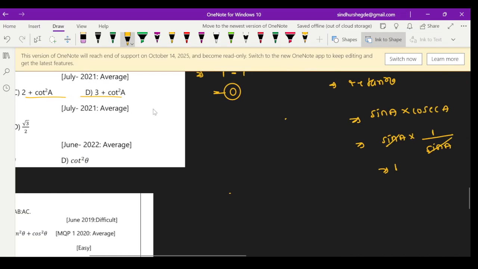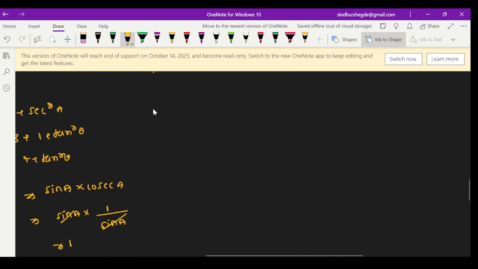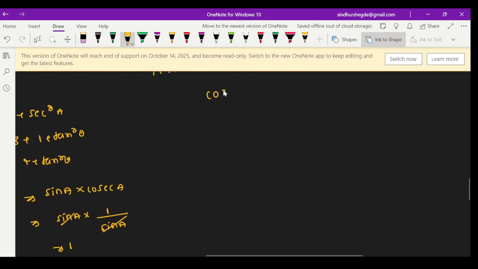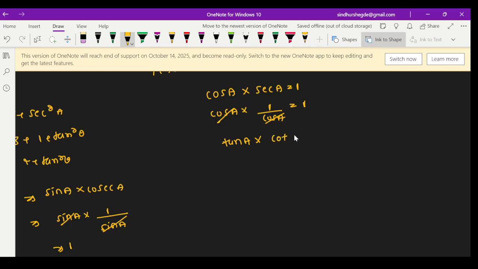So a few more results which can be understood from over here is that, always remember that cos A into secant A is equal to 1, because secant A is nothing but 1 by cos A. So if you cancel cos A and cos A, you are left with 1. And next one, this is also very important. What is the value of tan A into cot A? Again you will get the same result. Cot A is 1 by tan A. So tan A gets cancelled, you will get 1.